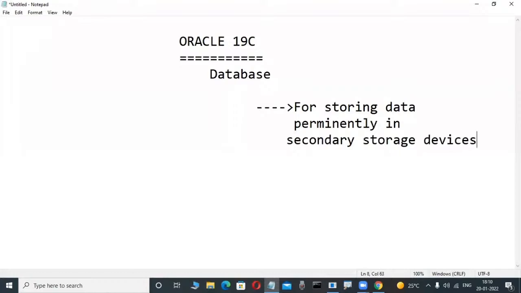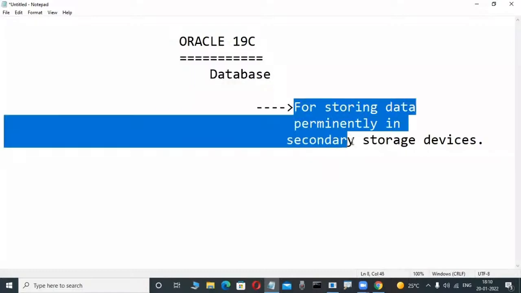Permanent. Suppose today we store data, then after 5 years, 10 years, 20 years, even 100 years after, your data is available and you are using it. That's why Oracle is a product from Oracle Corporation, with some version number. This is a database product, one of the popular databases. But what is the purpose of that? For storing data permanently in secondary storage devices.